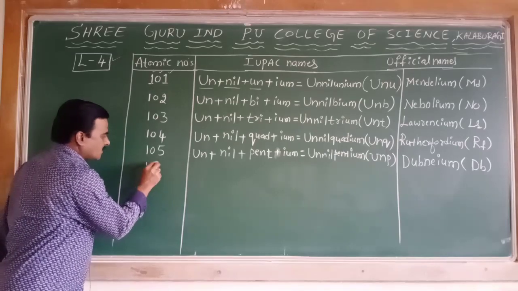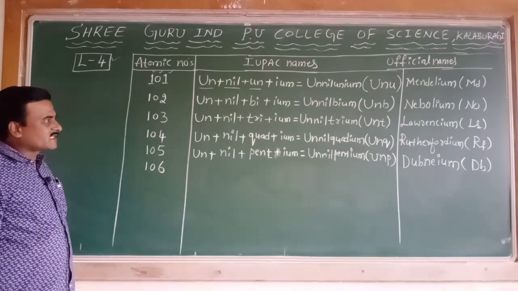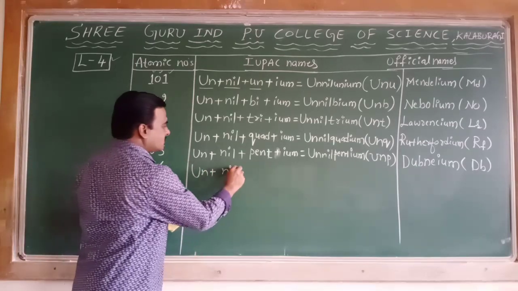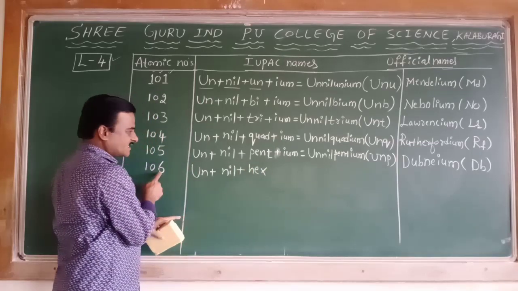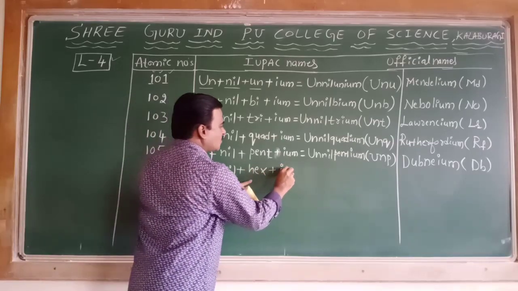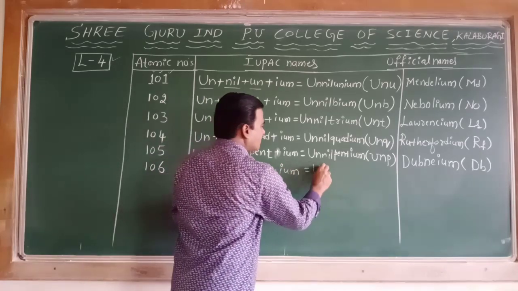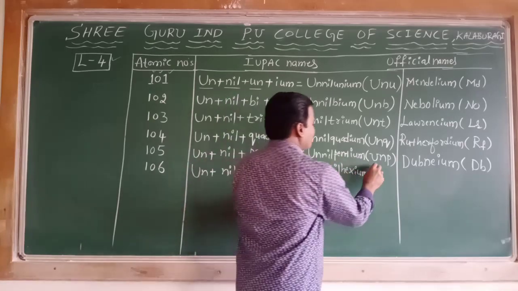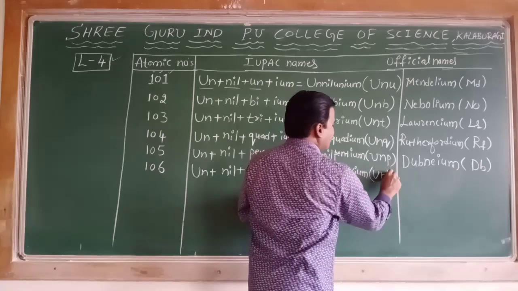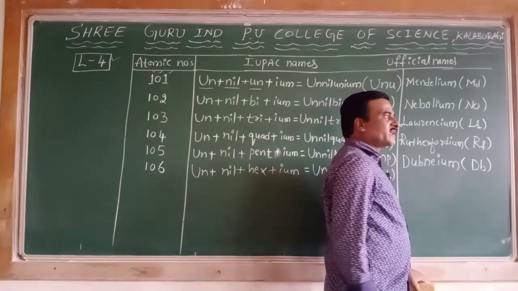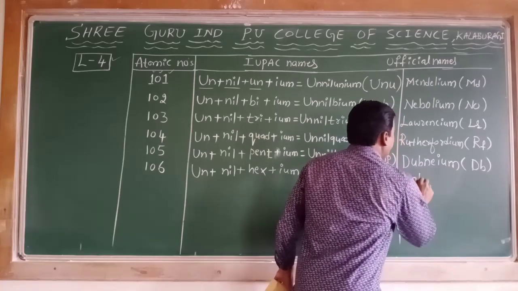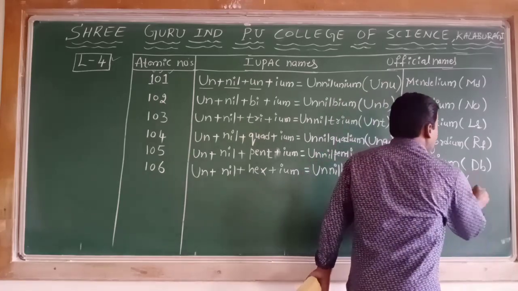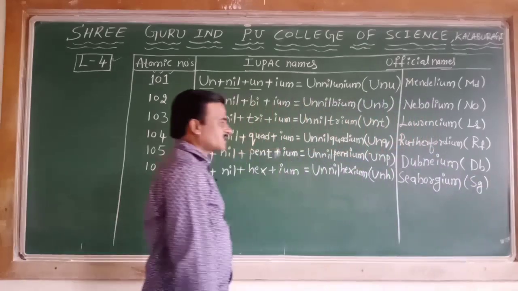Next, the element with atomic number 106, unnilhexium. The Latin name of the digit 6 is hex, plus the suffix ium gives unnilhexium, symbol Unh. The official name of this element is seaborgium, with symbol Sg.